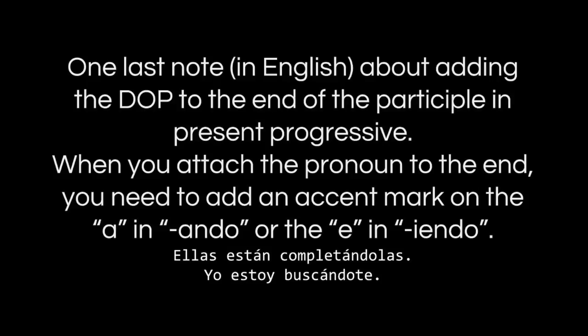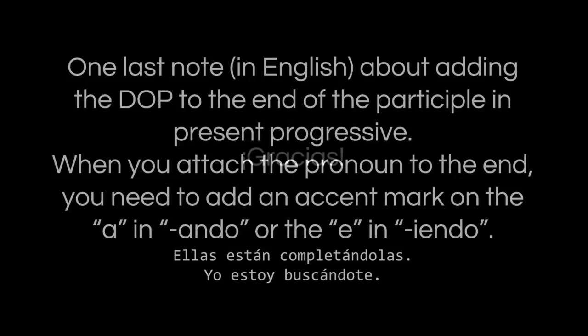One last note about adding the direct object pronoun to the end of the participle in the present progressive tense. When you attach the pronoun to the end of the verb, you need to add an accent mark on the A in ando or the E in iendo. So in my two examples, it was ellas están completándolas y yo estoy buscándote.